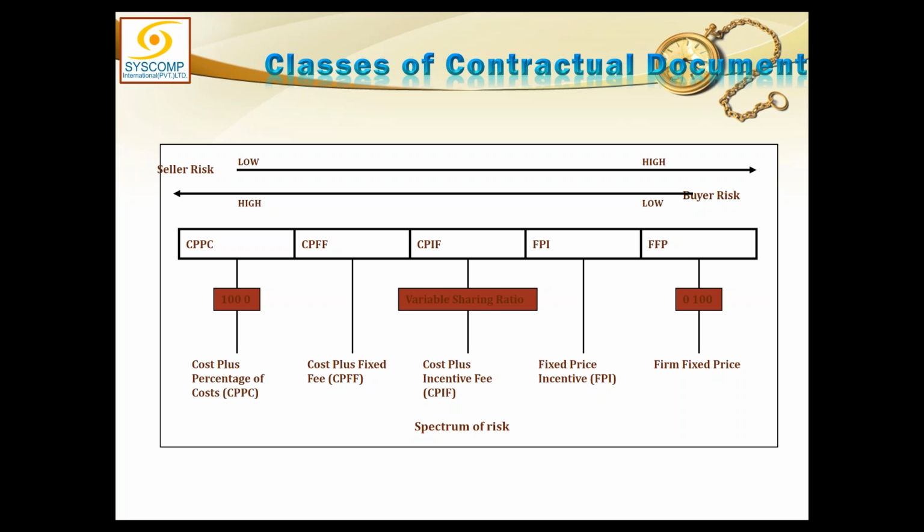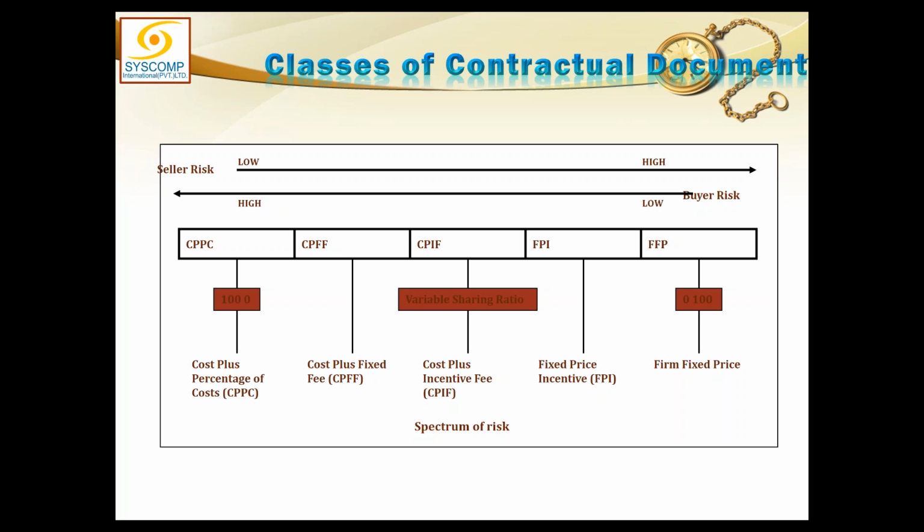So all the cost is now not the baby of the seller, but the buyer. Seller is not bothered how much does it cost me, but he is only concerned about incentive. Therefore, he will keep buying the things and get the invoices cleared from you, and at the end of the day, he will ask for the incentive he deserves. So this is cost plus incentive.